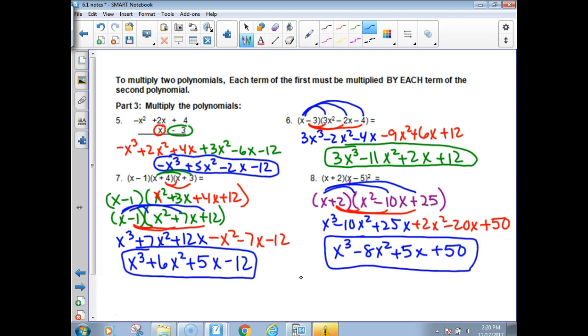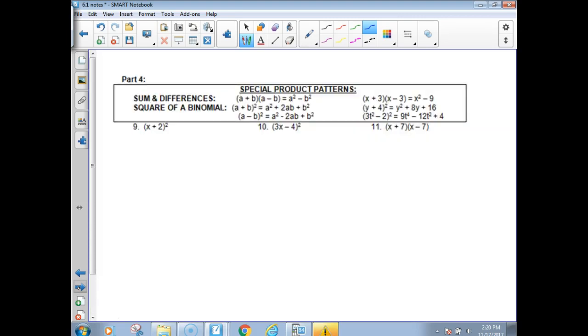Now, did you notice that when you multiply 3 things, if you will, 3 binomials, you end up with 4 terms in the end? 4 terms. So now I'm going to show you these patterns. I'm not asking you to memorize. These are patterns that you could memorize. We definitely know these, and those you should know. All right. We have done this.